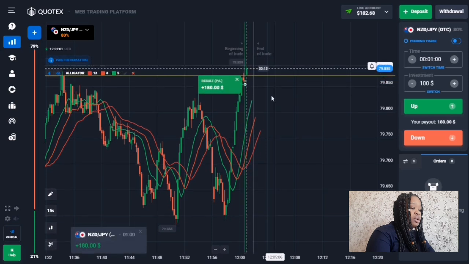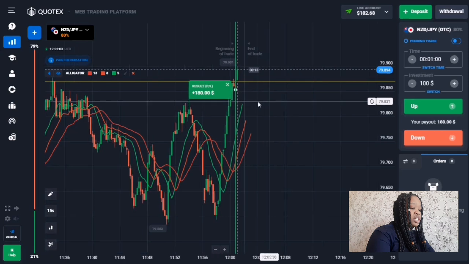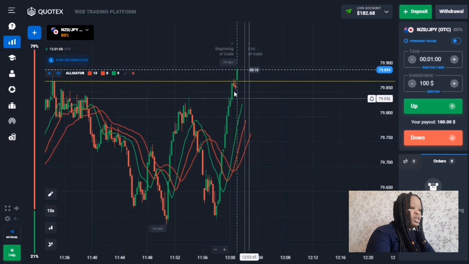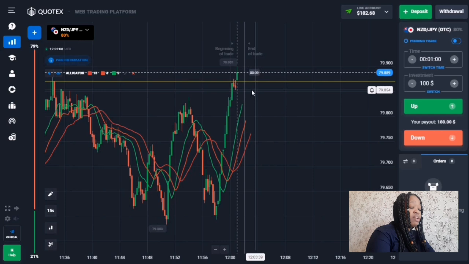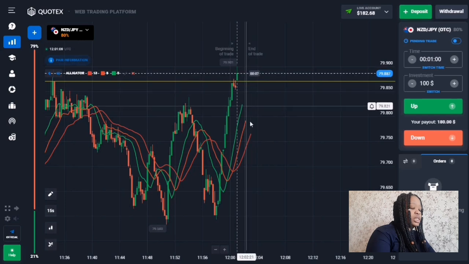Analyzing this trade, price trended upwards and it has brought me my profit. So this indicator again showed a very good entry point. So let me continue trading.